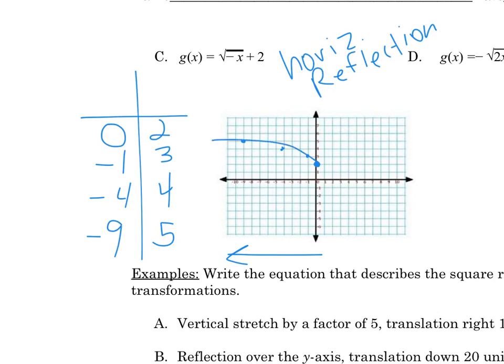Let's go ahead and connect this. Be careful. We also moved up 2 units as part of our transformations. Our domain and range here, we just have to be careful with. Our domain no longer goes to the right, it now goes to the left. So x is now less than or equal to 0. And our range is that y is greater than or equal to 2.